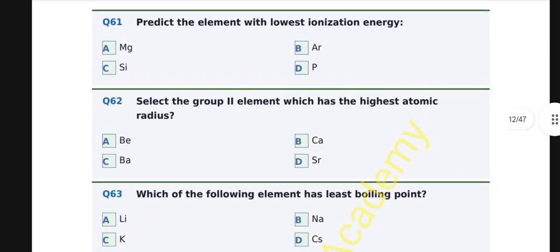Question number 62. Select the group 2 element which has the highest atomic radius. And the correct option is C. Barium. In group 2, atomic radius increases down the group. Barium is at the bottom of group 2A among the given options and has the largest atomic radius.